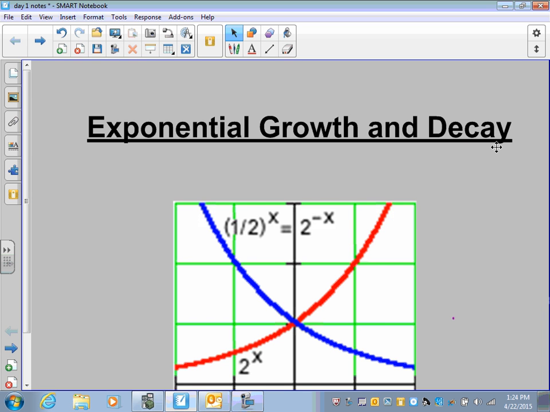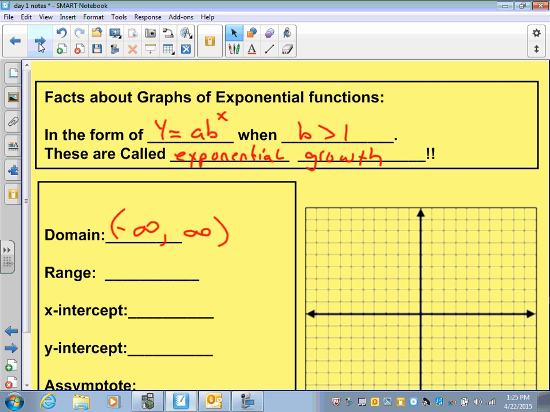This is Unit 7, Day 1, Exponential Growth and Decay. And we are going to start off with exponential growth. We have an exponential function, and how do we know it's an exponential function? Because it has x as an exponent. Now, this one we're dealing with first is exponential growth, and that is only because b is greater than 1.